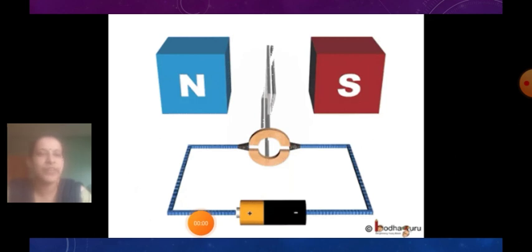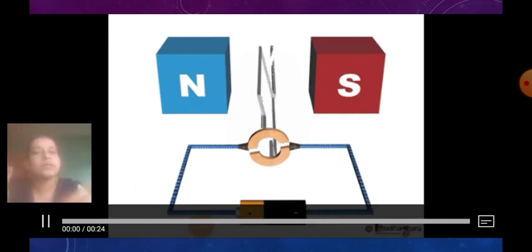Last time we finished the principle, working and construction of the electric motor. But last time I forgot to show you a small video on how the electric motor works by using Fleming's left hand rule. So you can see over here how the motor works.